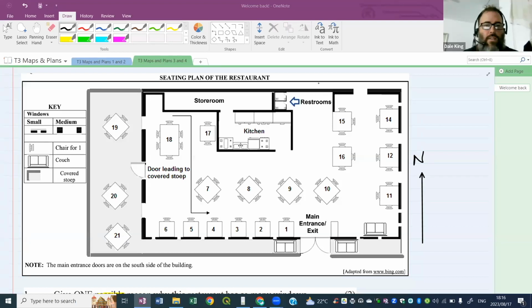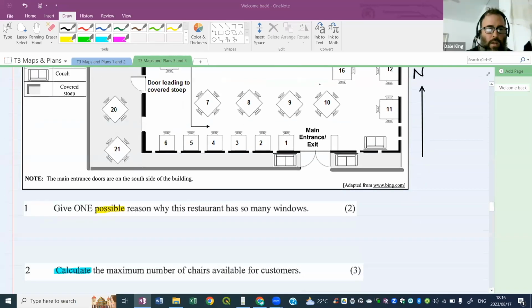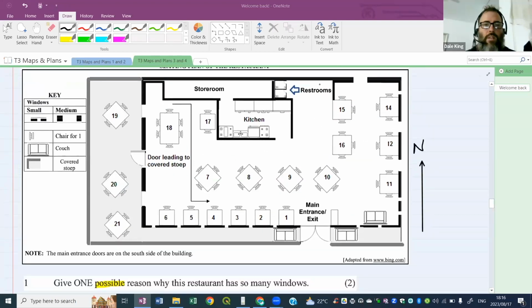Exactly. Yes, if you give a good reason for it, you'll get the marks. I can see people pointing at their screen and counting the chairs. Yes, it's nice and easy. All right, so if you're saying 6, we've got an answer there. I'll go to the question again. Let's read it one more time. Calculate the maximum number of chairs available for customers. The maximum number of chairs for customers.